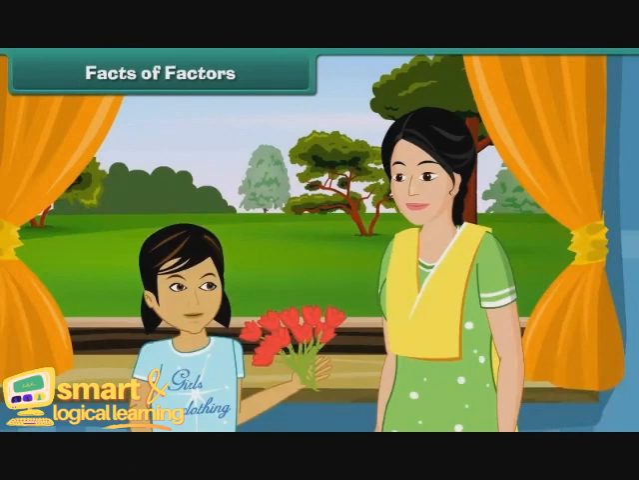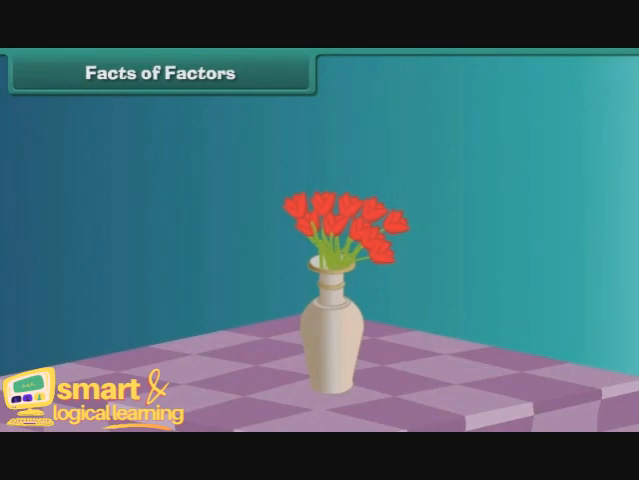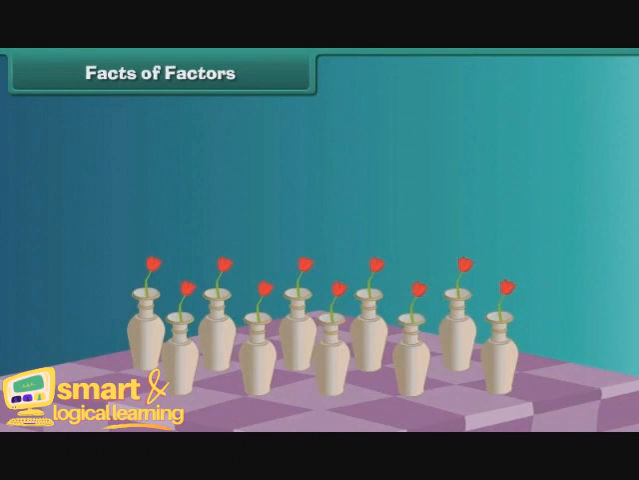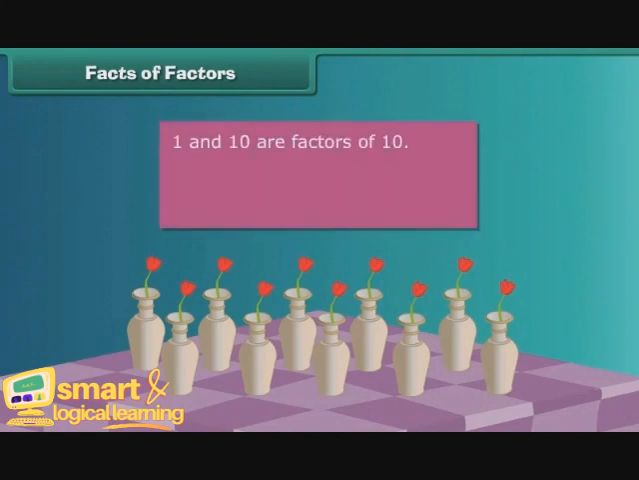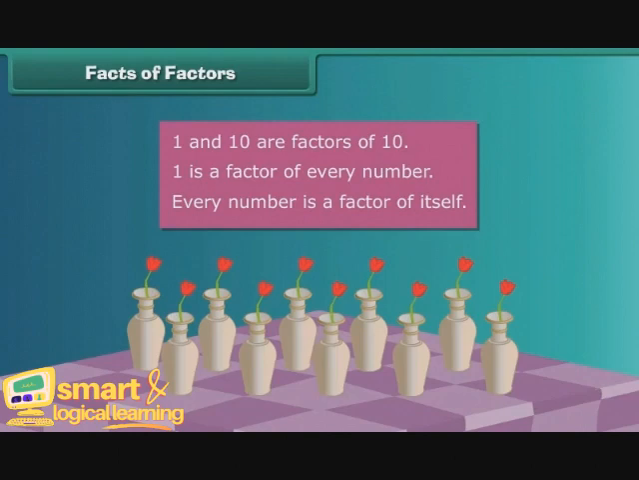Facts of factors. Let us now look at some interesting facts about factors. Prerna gifts her mother a bunch of 10 red roses on her birthday. Prerna's mother arranges them all in a single flower vase. We can express this arrangement as 10 multiplied by 1 is equal to 10. Prerna's mother tries out a different arrangement. She places the roses one each in 10 vases. We can express this arrangement as 1 multiplied by 10 is equal to 10. 1 and 10 are factors of 10. 1 is a factor of every number. Every number is a factor of itself.